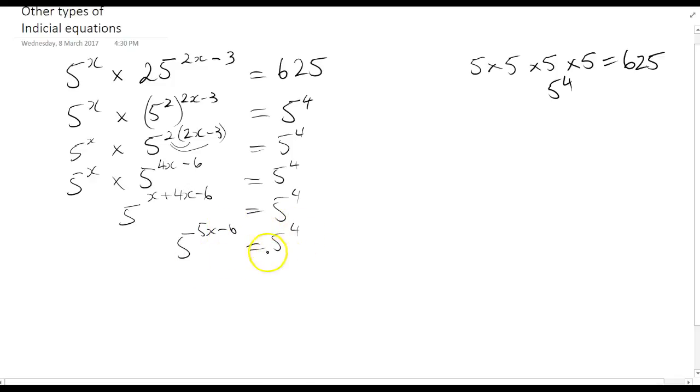Because I have same bases, I can put these indices equal to each other. So let's do that. 5x minus 6 equals 4. So I'm going to get the 5x by itself, so I'll add 6, whatever I do to one side, do the other, so 5x equals 10, so x, therefore, equals 2. And then there's my answer.